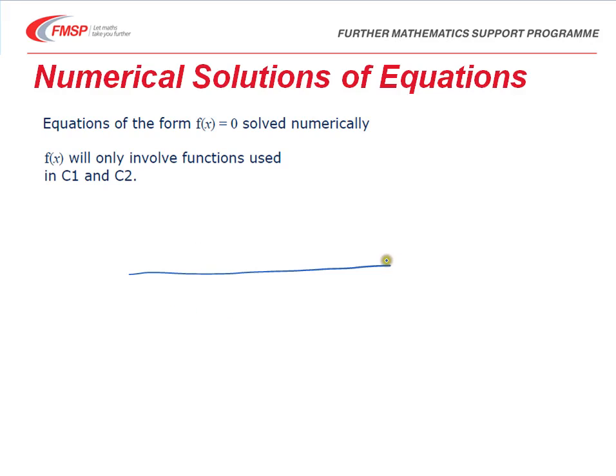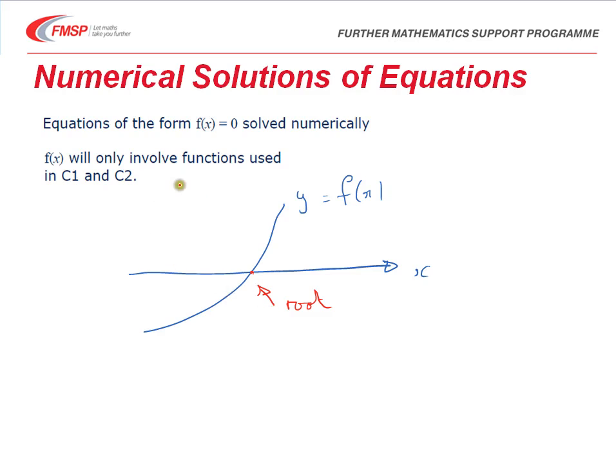So if this is the x-axis, we're looking for where the graph of y equals f of x crosses the x-axis. In other words, looking for this point here. This is the root that we'd like to approximate. In general, these methods can be used for things that we can't solve algebraically, although many of the examples that you'll be asked to do will be ones that could be solved algebraically.